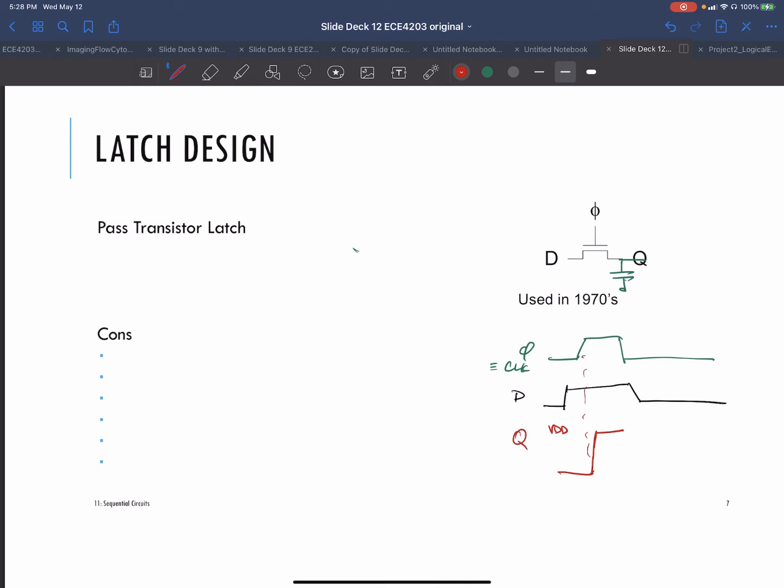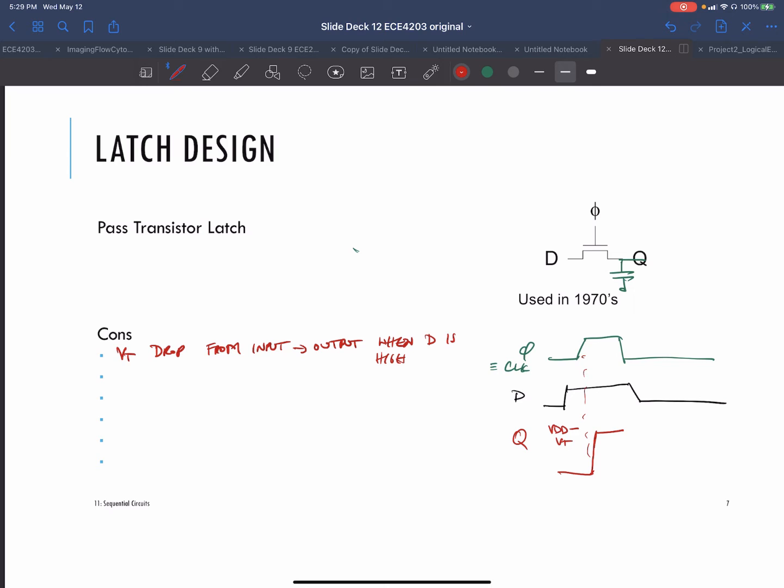So you have to remember that since we have an NMOS, if the input is high, so if the input's at VDD, the output is only going to go to VDD minus VT. So this is the first problem that it has. There's a threshold voltage drop from input to output when D is high.